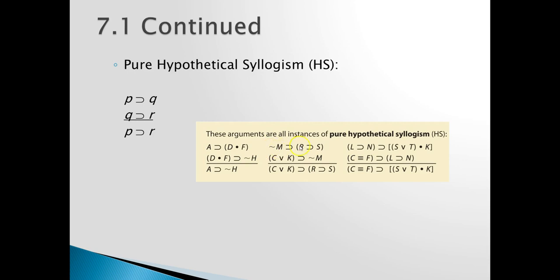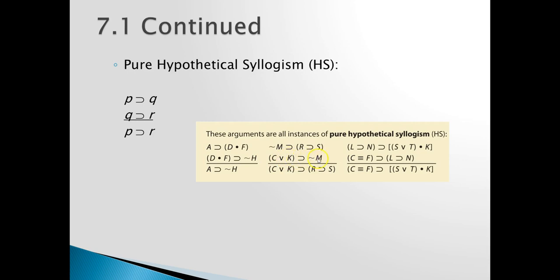Over here, if not M, then it follows that R then S. And if C or K, then it follows that not M. Well, notice here, this antecedent is the same as this consequent. I'm going to have to do something a little funnier in this case, right? Here I want it if P then Q and then Q then R. So I'm looking kind of at this one as my first.